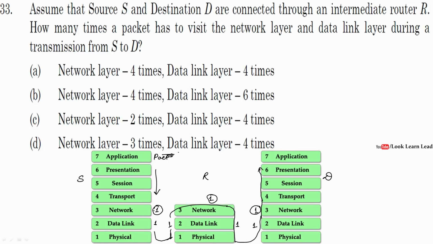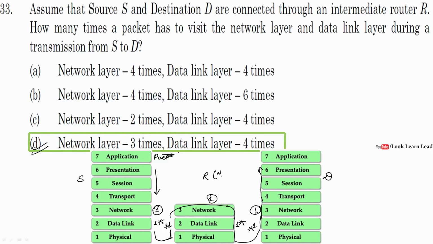So 3 times network layer, it is option D. For the data link layer it is 1, 2, 3 and 4. So 3 times network layer and 4 times data link layer. D is our option, it is our answer, because a router is a network layer device.